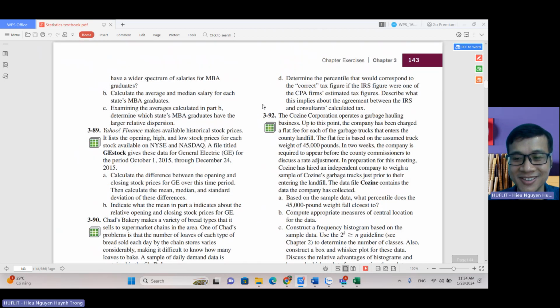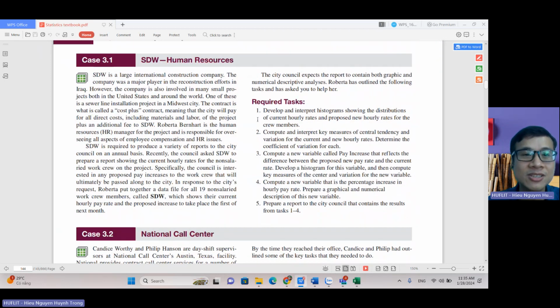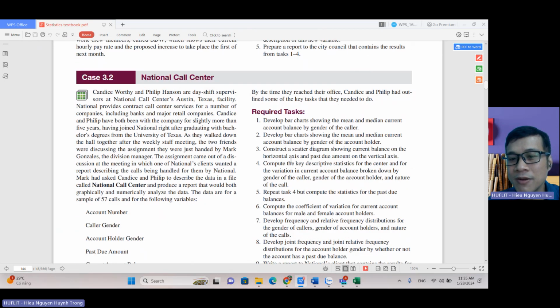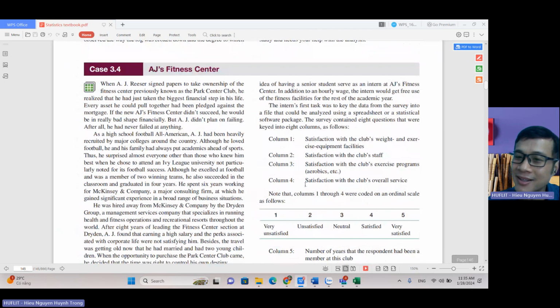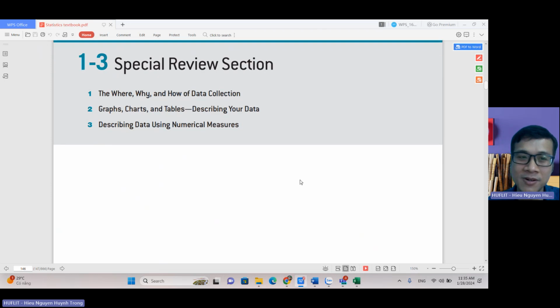They also have a lot of real-world case studies. For example, they give you the case study of SDW Human Resources, and the case of a national health call center together with the task here. A lot of real-world exercises for you. They even have a special review section for chapters 1 to 3. Oh my God, they care too much about you. They even have a special review section for all of us.